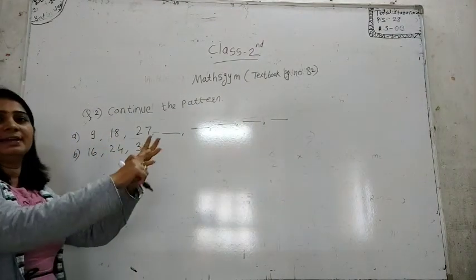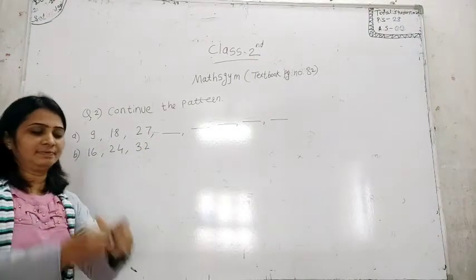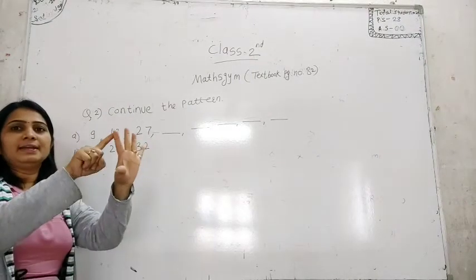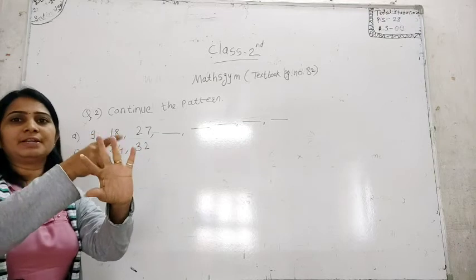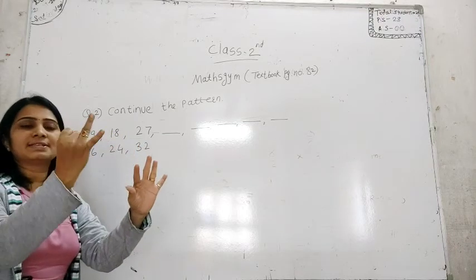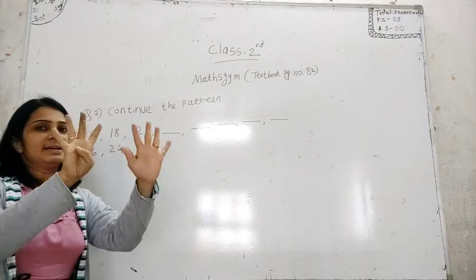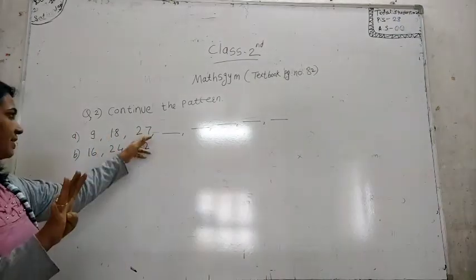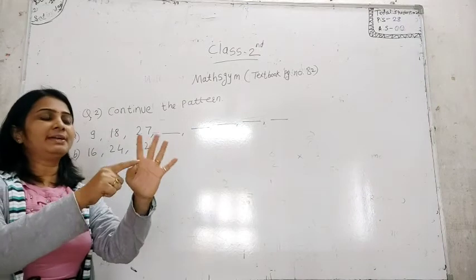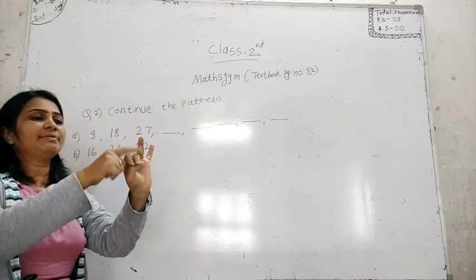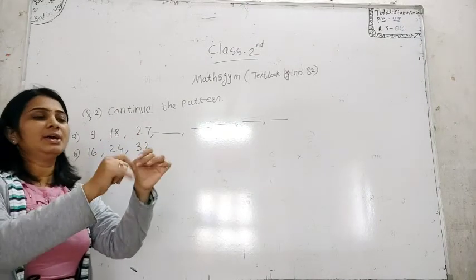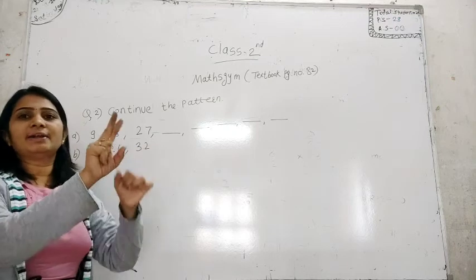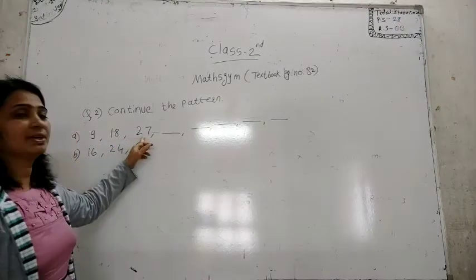So 9, and 18. So 9, 10, 11, 12, 13, 14, 15, 16, 17 and 18. It is a 9 finger difference. So I write here 18. The next number is 27. So I start from 19, 20, 21, 22, 23, 24, 25, 26 and 27. So here is 27.